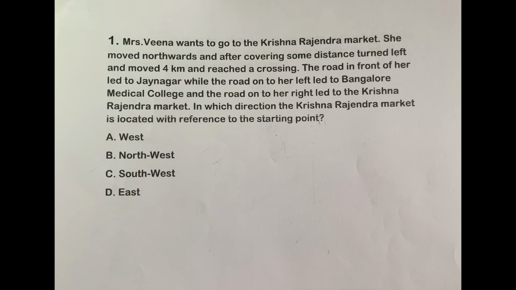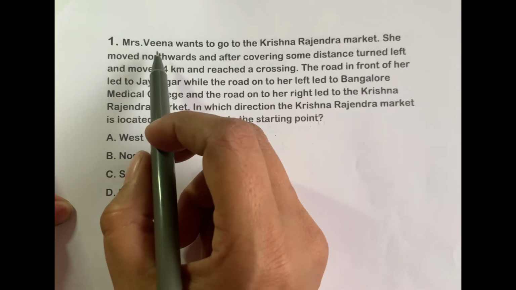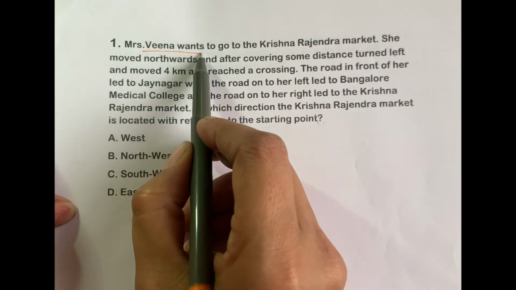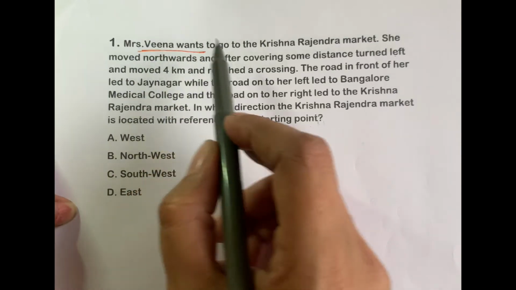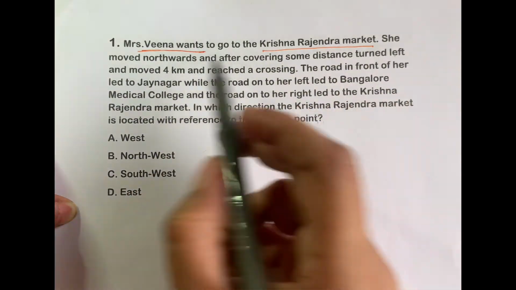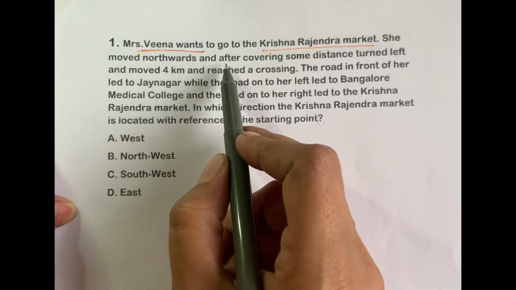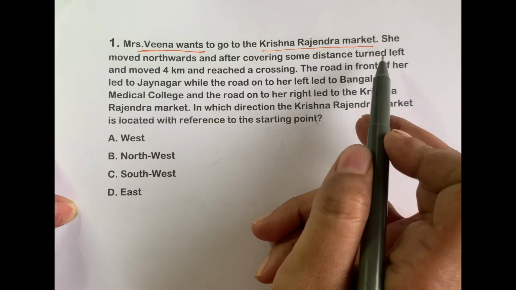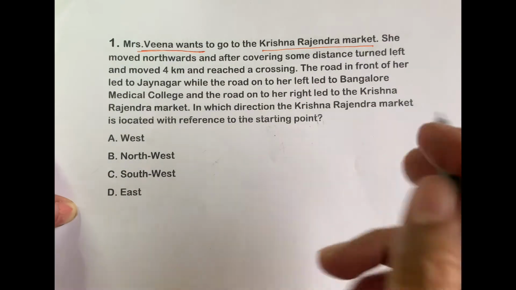So here is the second set of questions. The previous video had the level 1 questions, and these are the level 2 questions. So we'll start solving. First question: Mrs. Veena wants to go to the Krishna Rajendra market. She moved northwards and after covering some distance, turned left and moved 4 kilometers.